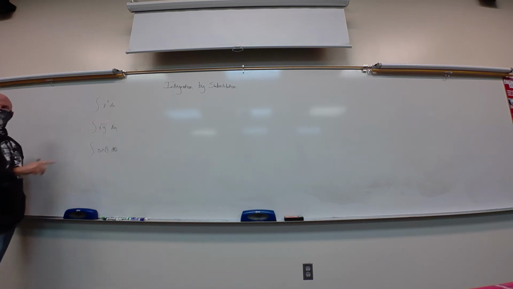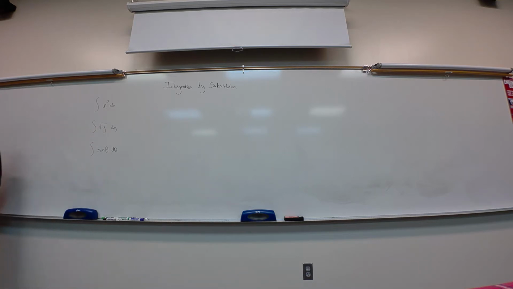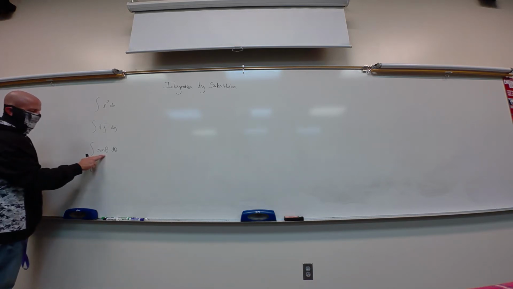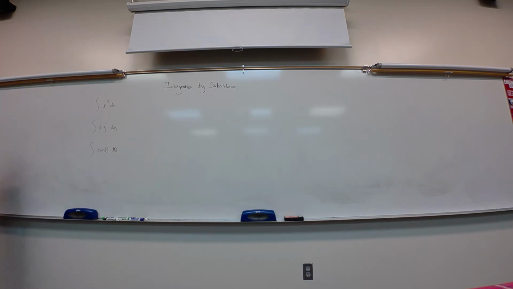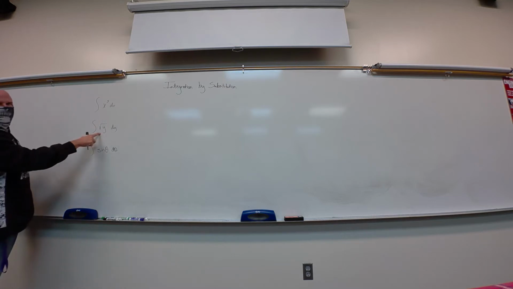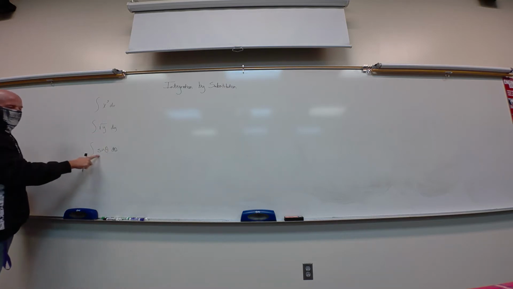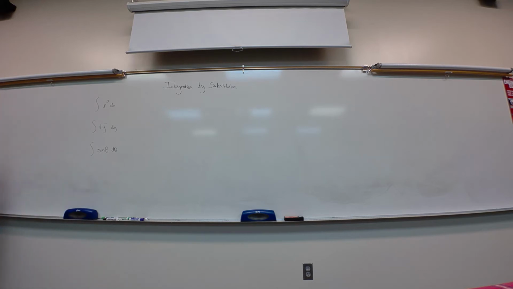X to the fourth over 4 plus c. Change that to a half power, so we're going to go y to the 3 halves over 3 halves, or times 2/3. And then the sine theta integral will be negative cosine theta. I say easy, there's not a lot to them. Power rule, get it in the right form. We have some memorization here, but it's still pretty basic.